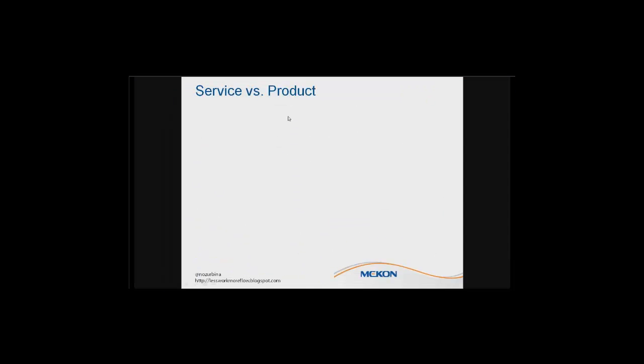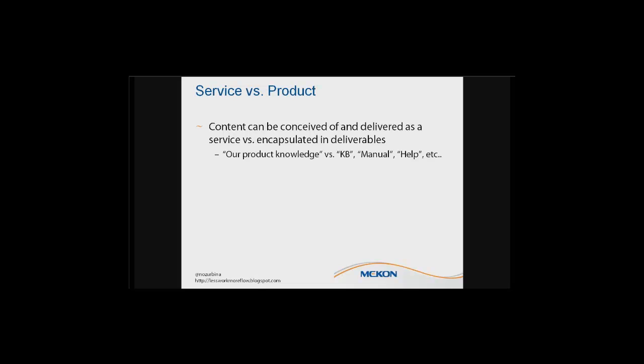The significant part of that is when we think of it as service versus product. Content can be conceived of and delivered as a service versus encapsulated in deliverables. The way I like to explain this is a lot of people need to be thinking about their product knowledge, not thinking about how they're going to manage the KB, how they're going to create the manual, how they're going to create the help. So distributing content within these boxes restricts it.